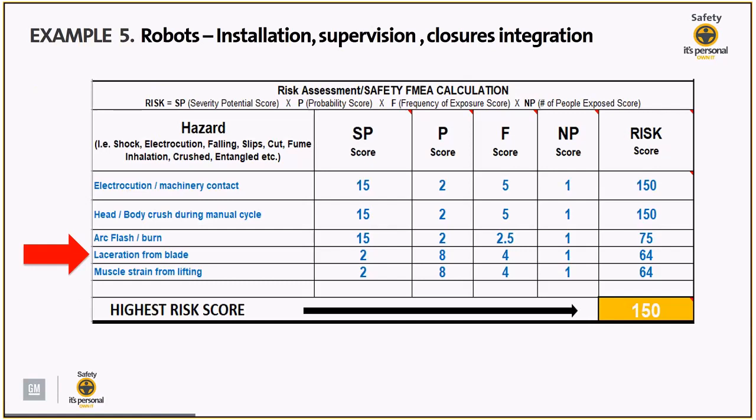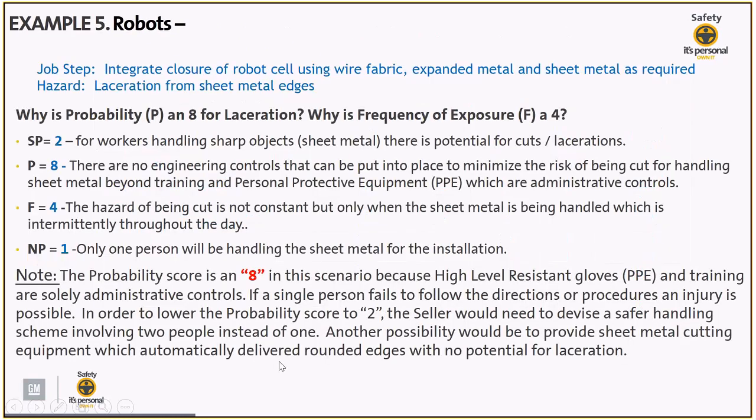All right, so in this example 5, we're looking at robot installation, supervision, and closure integration. So let's evaluate this laceration from a blade, right? The numbers we have are 2, 8, 4, and 1, which yields a 64. So let's look at how they got the number 64. The step that this hazard is associated with is the worker integrating closures of robot cells using wire fabric, expanded metal, and sheet metal as required. Their possible hazard is laceration from the sheet metal edges.